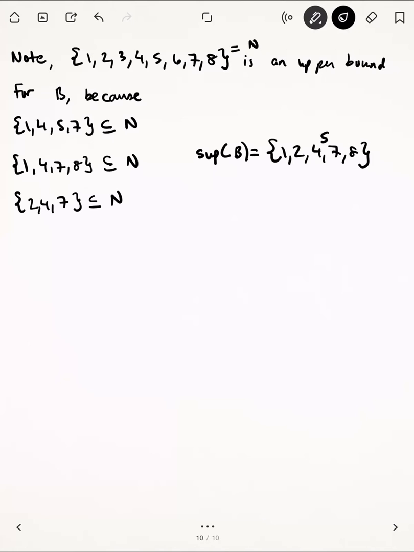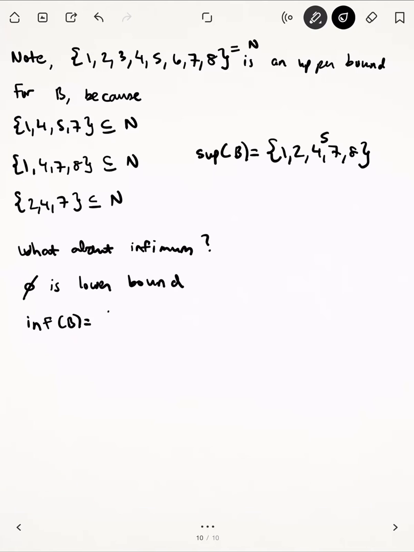What about an infimum? Can you find what is the infimum of this set? So what about infimum? Well, you know that the lower bound would obviously be the empty set, because it's a subset of every other set. But can we do better? I think we can.